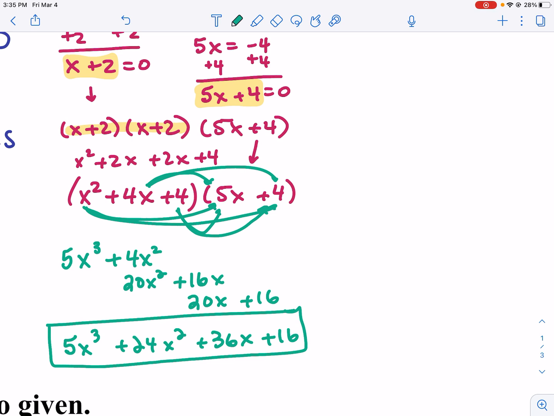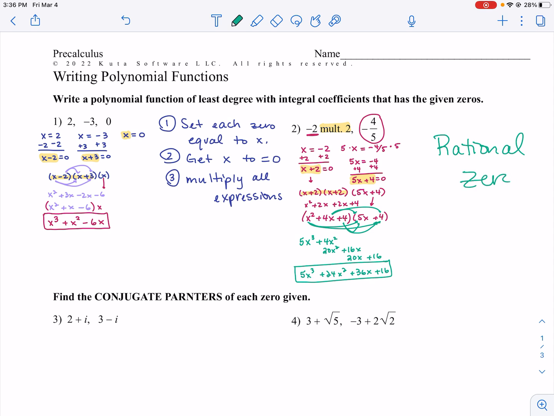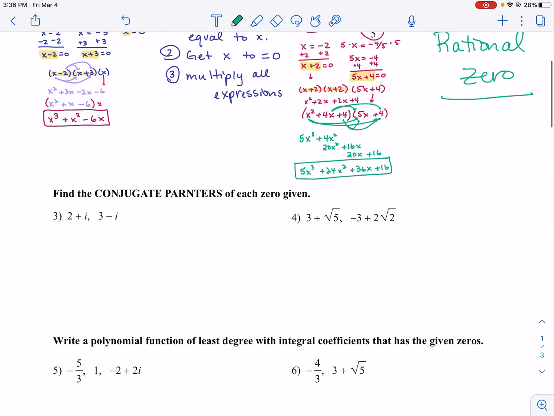So this polynomial, we would argue, would be 5x cubed plus 24x squared plus 36x plus 16. Before we can start the more complicated types of examples, so again, these are all up here, these are all rational zeros, this section, right? So before we can start the imaginary or the irrational, which is where we haven't gone yet, you need to remember that both of these things come from the quadratic formula.